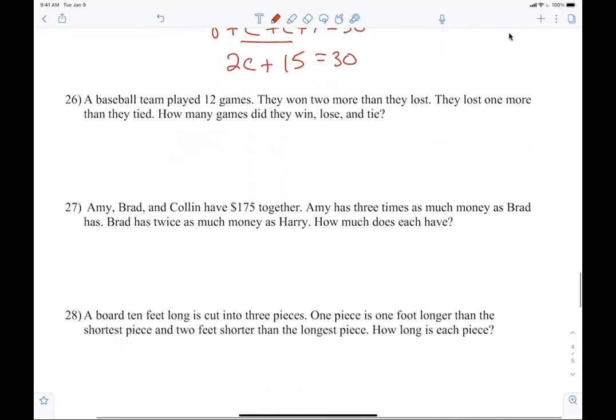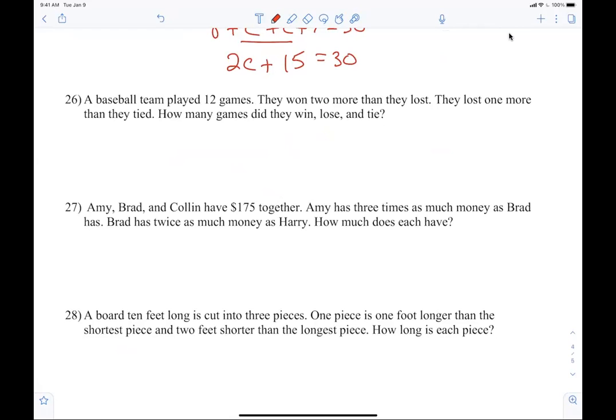All right, Tyler, go, 26. I'm skipping because people are doing the work before they get to them, because they're counting which number they're on. So now you're on the spot. Can you do 26? Okay. Go. Baseball team played 12 games and they won 2 more than they lost.